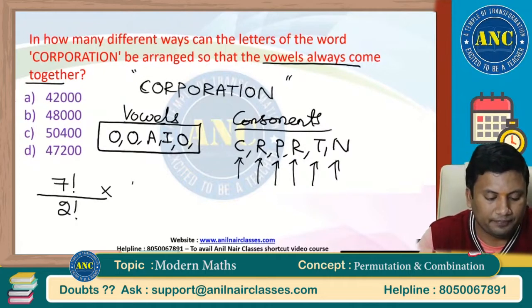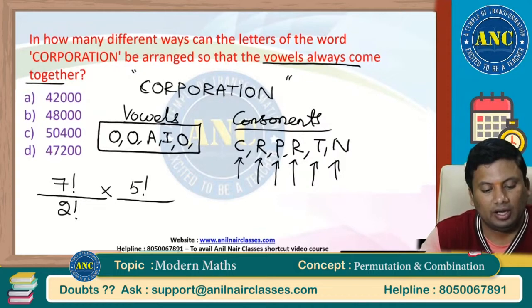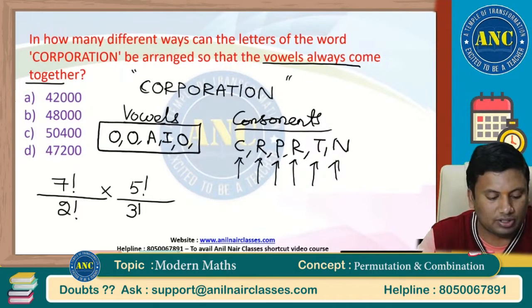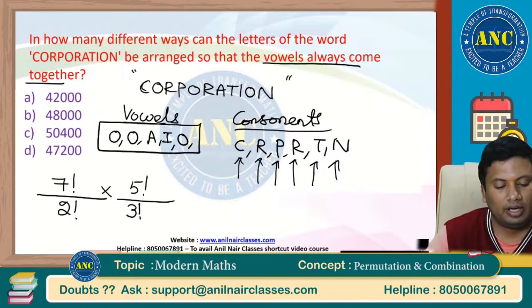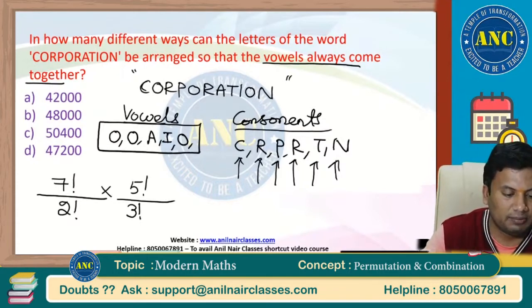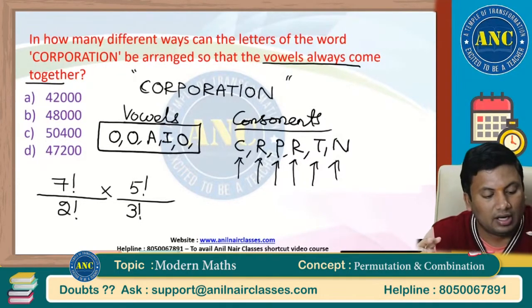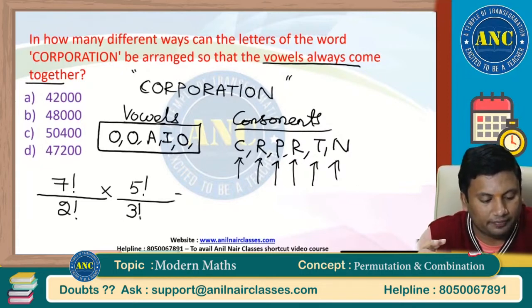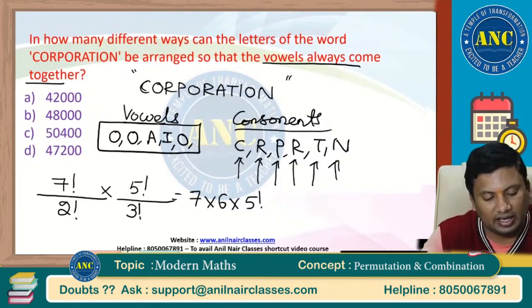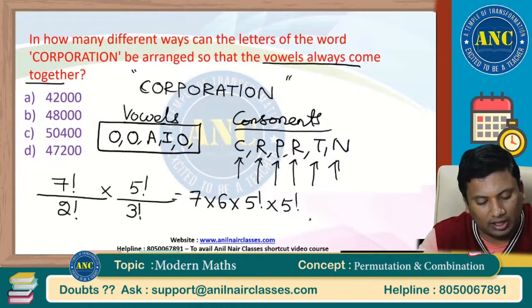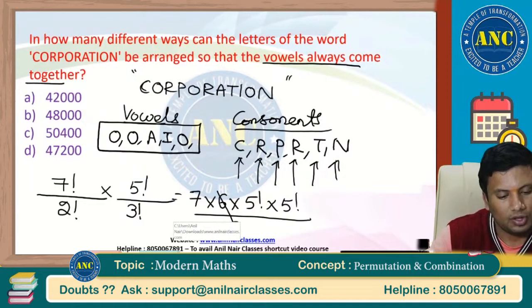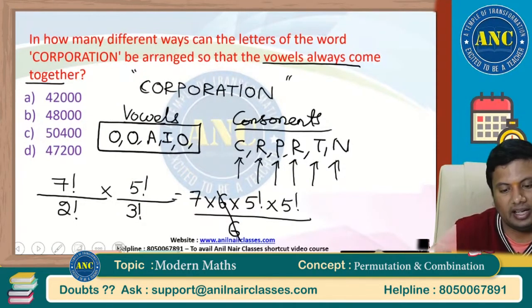Inside, these 5 vowels can arrange among themselves in 5 factorial. O is repeated how many times? 3 times. So it is 5 factorial by 3 factorial. Now see, 7 factorial is nothing but 7 into 6 into 5 factorial. I hope it is clear, right? Into 5 factorial divided by 2 into 3. Idea is clear, right?